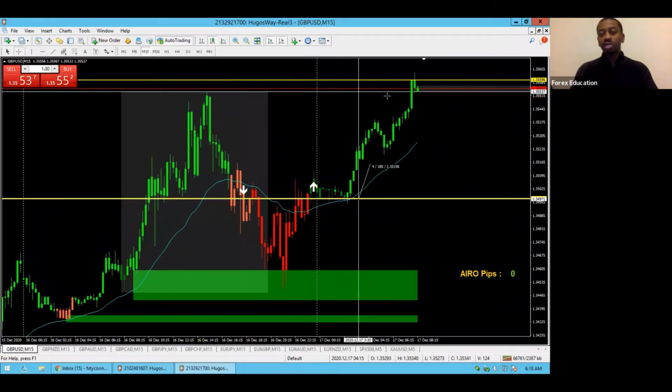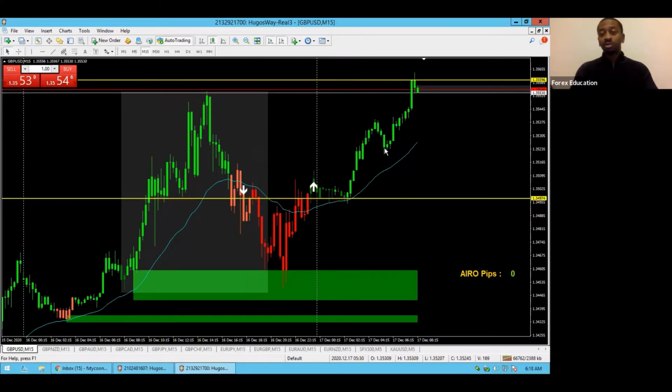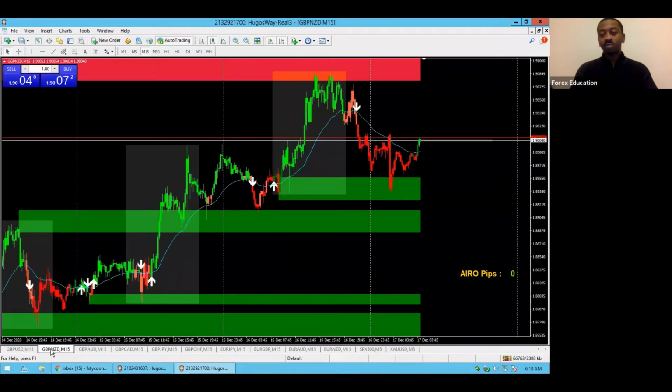Now we want to measure it. Does it meet the rules? It is 60, almost 63 pips wide. We're not going to touch it. We're going to leave that alone. Leave that one alone. All right. So GBP/USD doesn't make the cut. GBP/NZD. Let's check that one out.